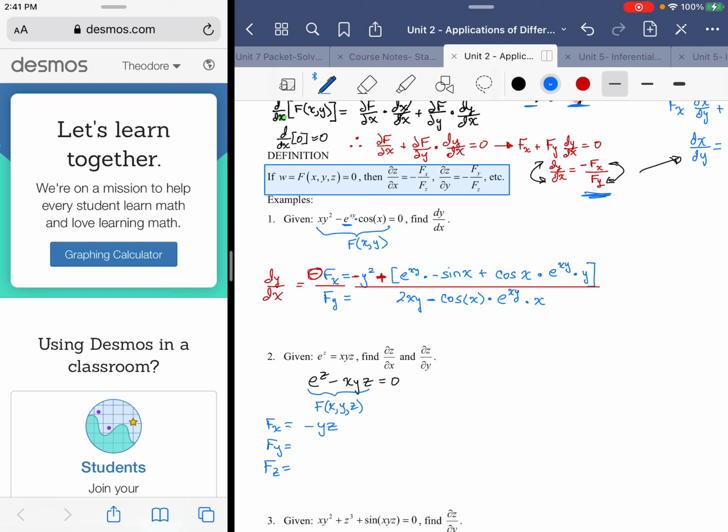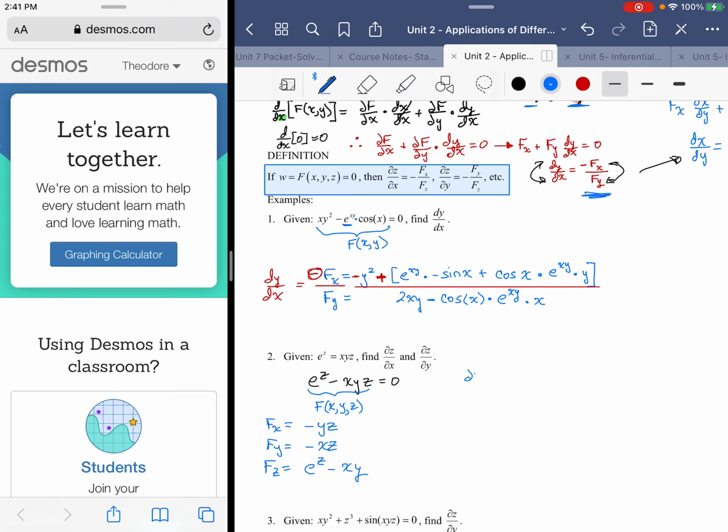Differentiating with respect to y, again, e to the z goes to 0. Y goes to 1, so negative xz. Differentiating with respect to z, e to the z goes to e to the z. In the first part, and the second part, z goes to 1, so e to the z minus xy.